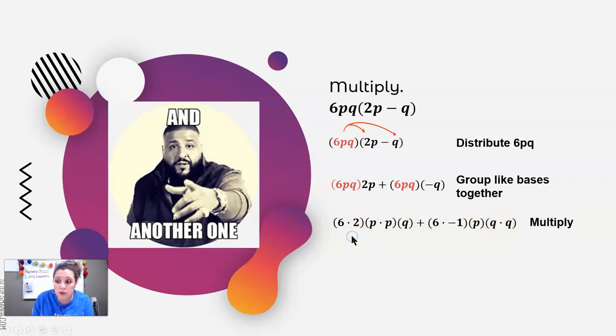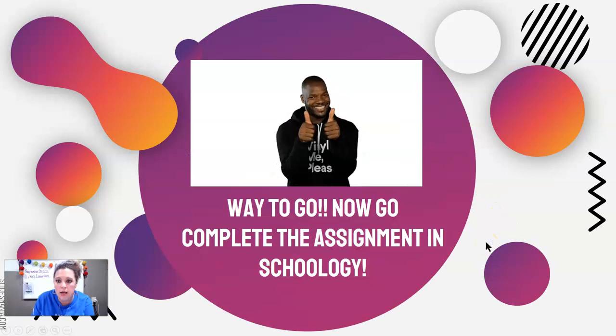So I'm going to multiply. 6 times 2 is 12. P times p is p squared. Remember, there are invisible 1s in those exponents. So it's not just p, it is p to the first power times p to the first power. So 1 plus 1 is 2. That's where that 2 is coming from. And then q. And then 6 times negative 1 is negative 6, hence this right here. P by himself. And then q times q, same thing like over here. It's going to be q squared because it's q to the first power times q to the first power.